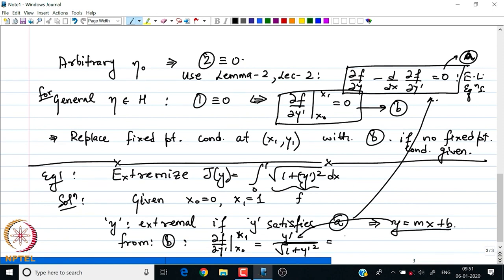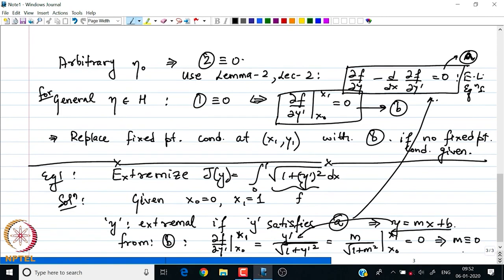We get that this is equal to m divided by the square root of 1 plus m squared. We set it, at x 0 to x 1, equal to 0, and that is only possible when m is identically equal to 0. So, the conclusion here is that the extremals that we get are constants, y is equal to constant, or lines which are parallel to the x axis.